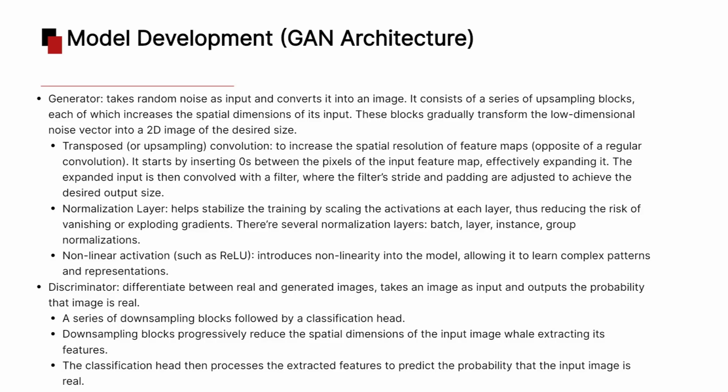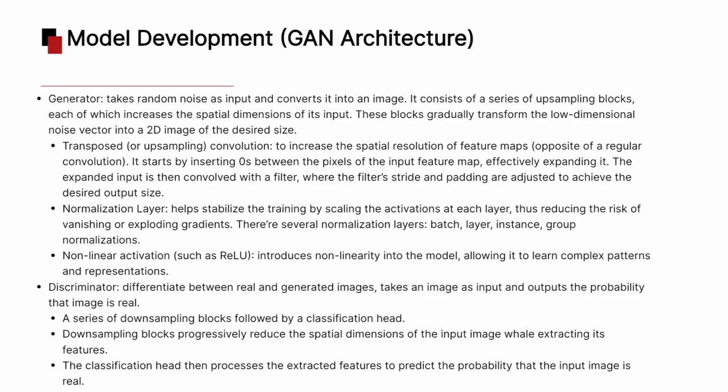Our model architecture follows the standard generative adversarial network structure, which includes two key components, the generator and the discriminator. These two networks work in an adversarial setup. The generator's job is to produce realistic human faces, while the discriminator's job is to tell apart real faces from generated ones. 1. Generator. The input to the generator is a random noise vector, typically sampled from a Gaussian distribution.